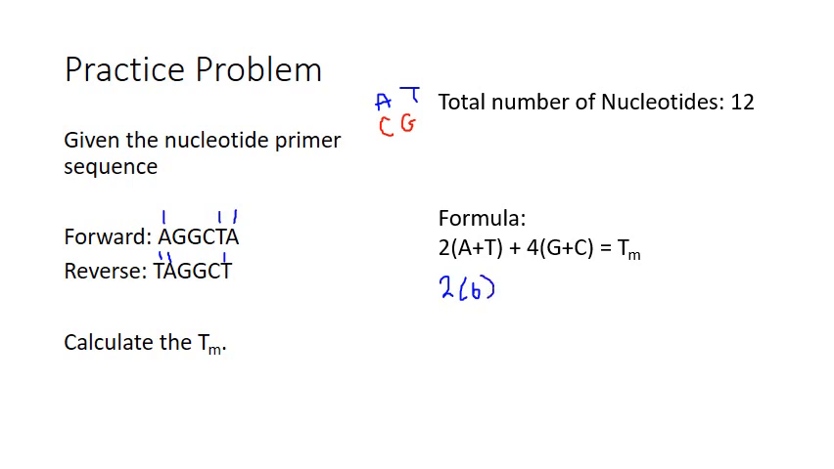All right, and that's going to be added to 4 times the quantity of G's and C's. So we're going to look and see how many G's and C's we have here. So I have 1, 2, 3, 4, 5, 6. I have 6 also of G's and C's, right? So I would have 4 times 6, and that is going to equal my TM.